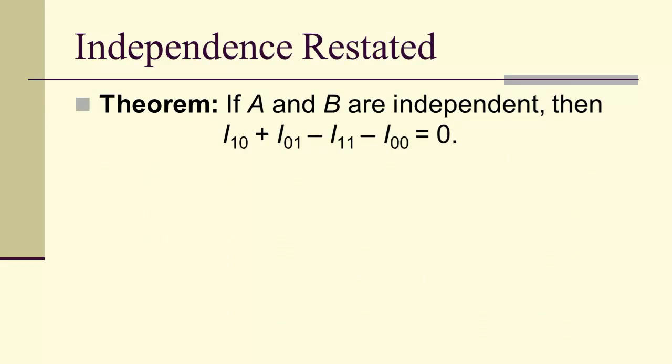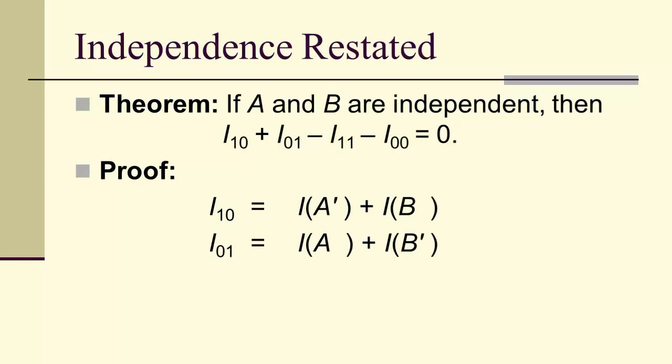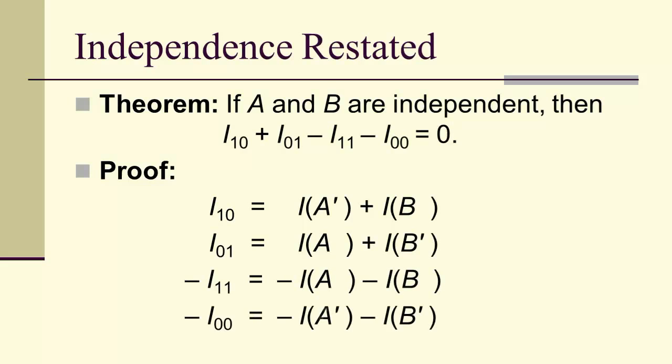And we can use this now to prove a theorem. A very simple idea. I10 plus I01 minus I11 minus I00 is 0. The proof, you simply write things down that we had on the previous slide. But we're going to subtract the same indexed informations, and we end up with cancellation. And you can see that all the informations for A and A prime cancel, and all for B and B prime cancel.